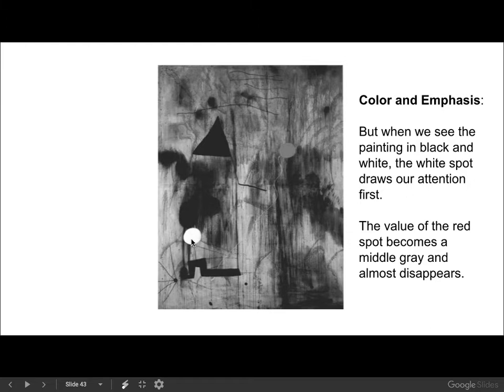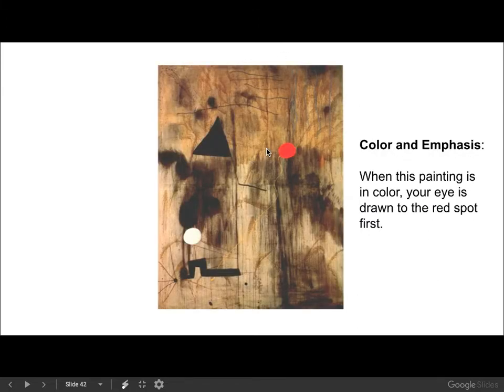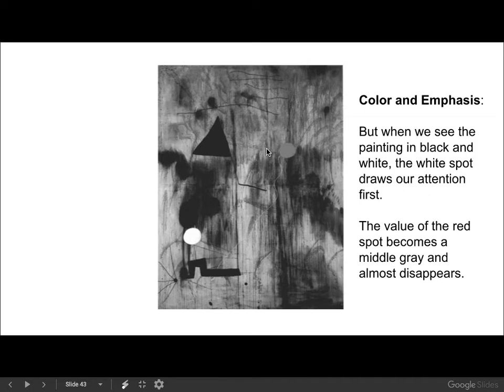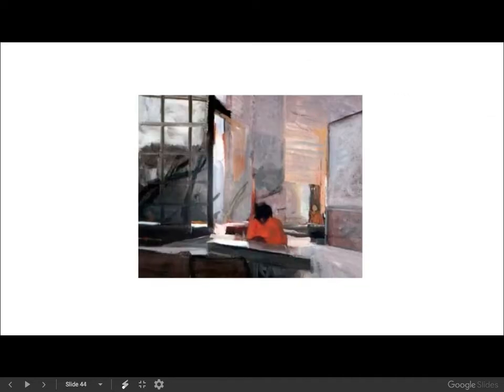So it's wild how hues and tints work. I'll just read this. When you see the painting in black and white, the white spot draws your attention. The value of the red spot becomes a middle gray and almost disappears. So this becomes part of the background, whereas back here is really popping. It just changes with color. Color is something you can use for emphasis, like the way my eye is drawn to the middle here and his or her red coat, jacket, whatever.